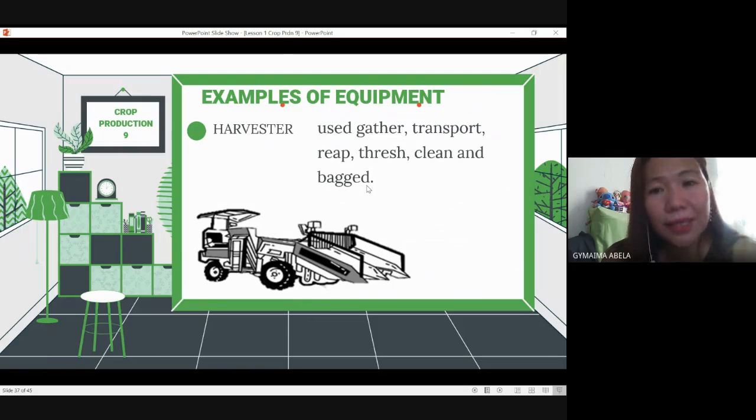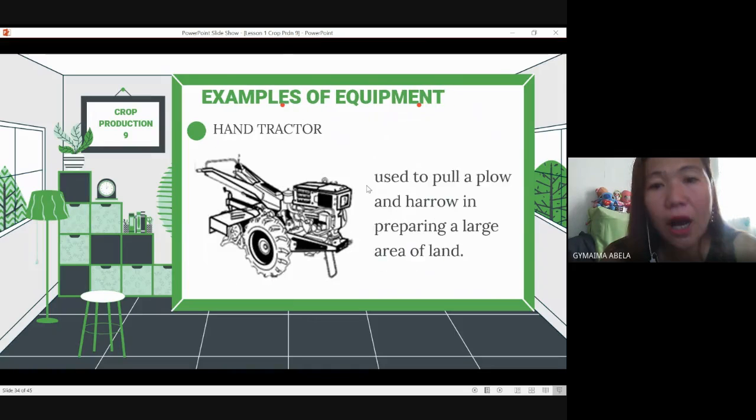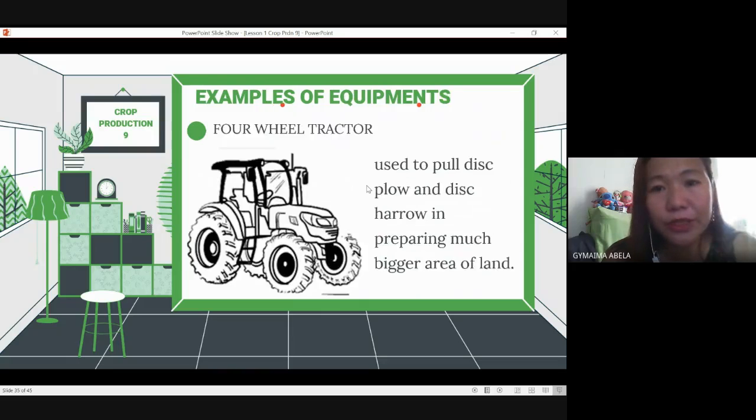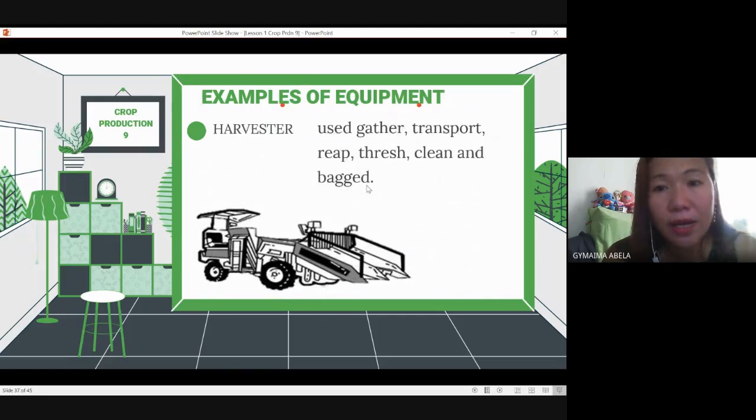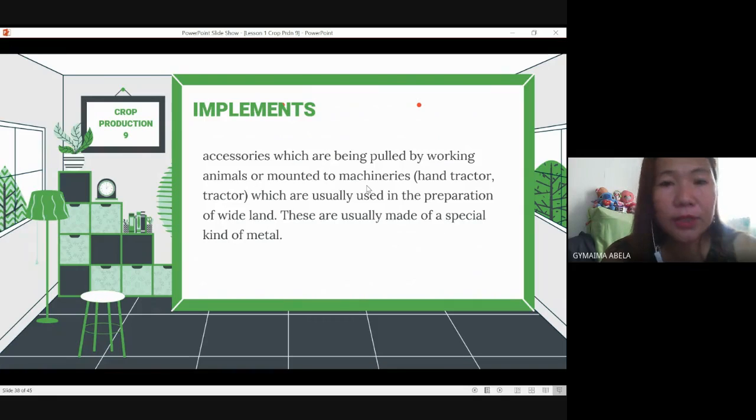Equipment has a lot of examples, but we just talked about the basic or most used equipment in the farm. We cannot tackle all of them because different crops require different tools. But these four are the most used or most important tools that the farm must have. So we have the hand tractor, the four-wheel tractor, the water pump, and the harvester. So let's go to implements.